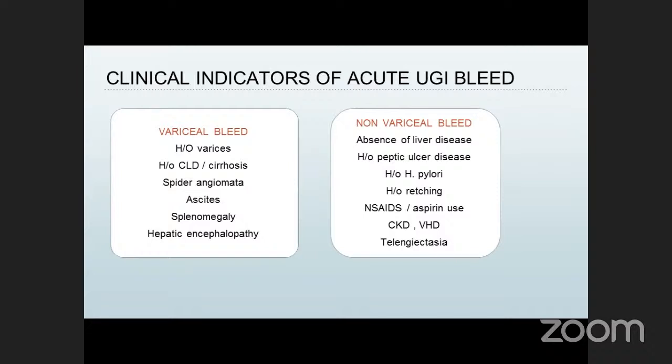In any patient of variceal bleed, one can identify if there is any history of varices or a chronic liver disease, if there is spider angiomata, ascites, splenomegaly, hepatic encephalopathy. All these features would clinch a diagnosis for a variceal bleed. Whereas in case of non-variceal bleed, the first criterion is absence of liver disease. If there is history of peptic ulcer disease or H. pylori infection, if there is history of retching, the use of NSAIDs or aspirin, and any patients of chronic kidney disease or valvular heart disease and telangiectasia.